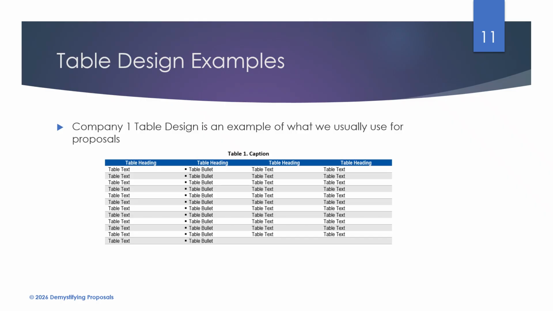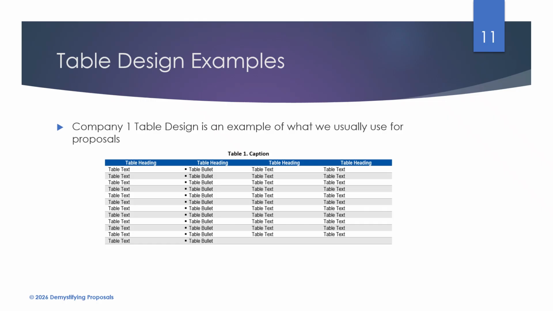So this is the standard table design that most companies set up. I call it company 1 table design. You'll see there's company 2 and company 3. So in this case, we have a table caption in front of it. We use the table caption style for that caption. But then we have table heading for that top row. Again, a white text across a dark background. In this case, the company's brand was blue. So that's the right blue for this company.